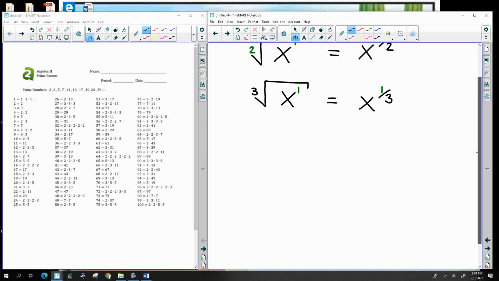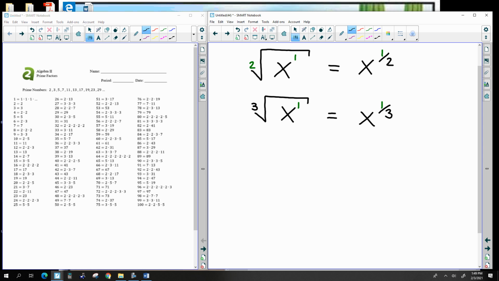Other examples: let's say we have an x to the 3rd power, and it's inside of a 5th root. Not a big deal. The power is still 3, so the exponent is still 3, and the denominator of that is the type of root that it is. So that is how you transition from a root to a power, or a power back to a root.